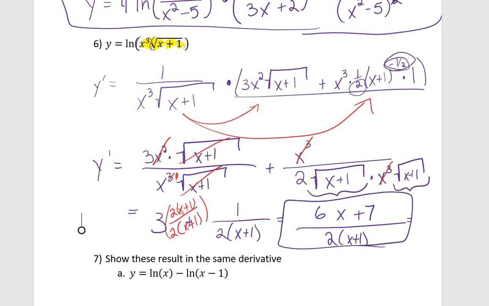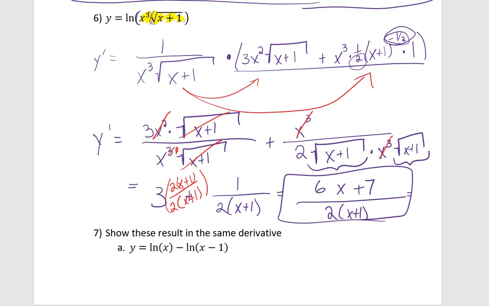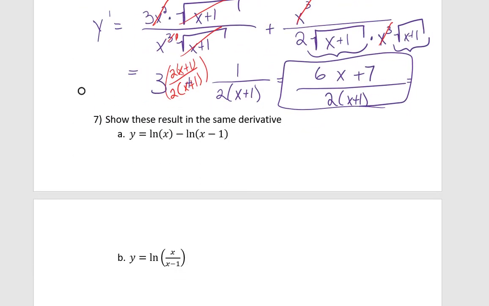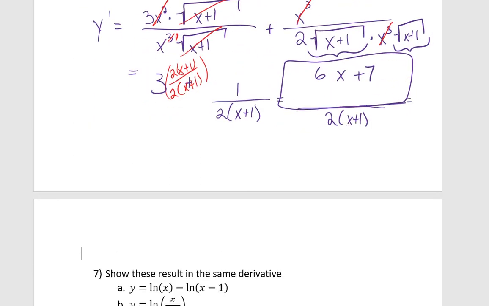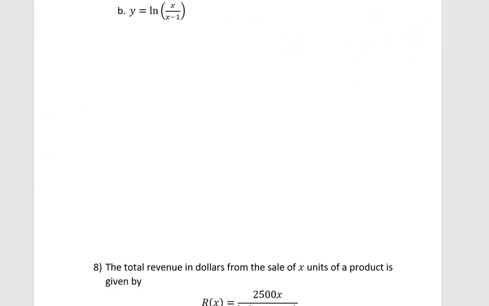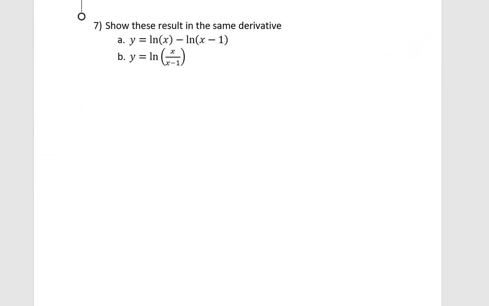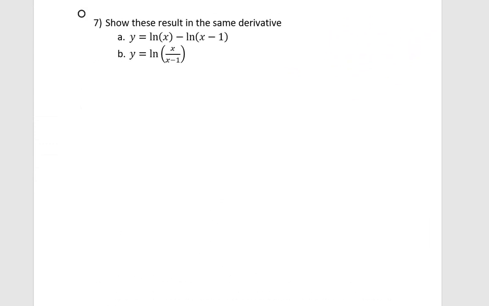So I know that's a really long way to go, but just again, because StatCrunch can be persnickety and I want you guys to get good scores, that's how you do that. Alright, we have 2 more and then we're going to be done. So we want to show that these result in the same derivative.